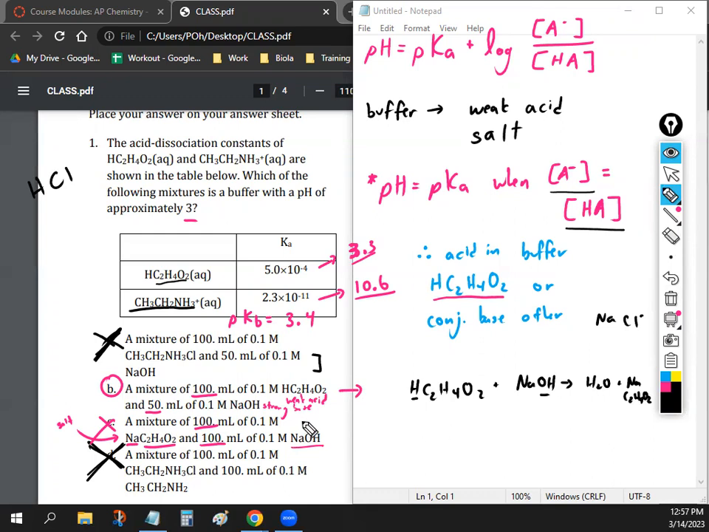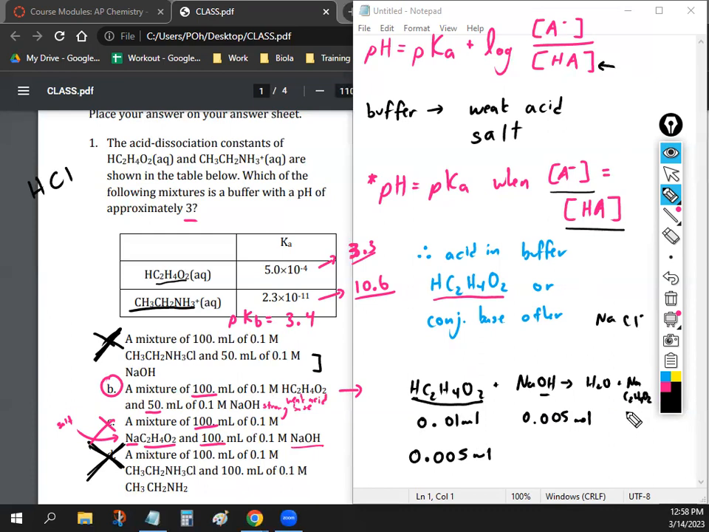Okay. And then if you notice, you had 100 mils of 0.1 right here. So this right here, you're going to be working with 0.01 moles. This will be 0.005 moles. And so this is going to end up canceling out 0.05 moles from here. So you'll end up with 0.05 moles of your acid left over. So that would be what goes right here on the bottom.